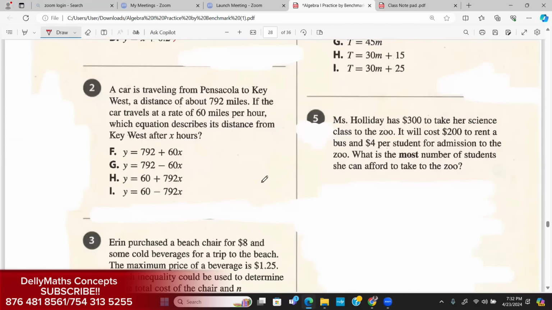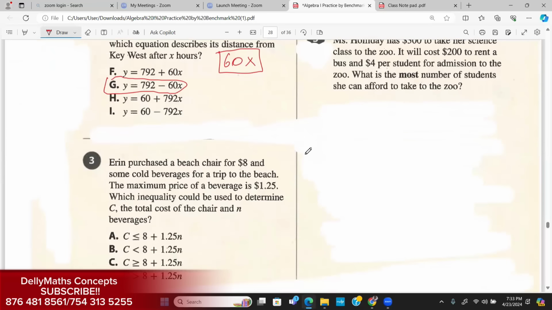It says, a car is traveling from Pensacola to Key West, a distance of about 792 miles. If the car is traveling at a rate of 60 miles per hour, which equation describes its distance from Key West after x hours? That means 60 miles every x hours. So this is going to tell a certain number of miles. You want to take this out of the initial 792. So it's going to be G because it's going to be 792 and we're subtracting how far we have gone, because it's 60 every hour.